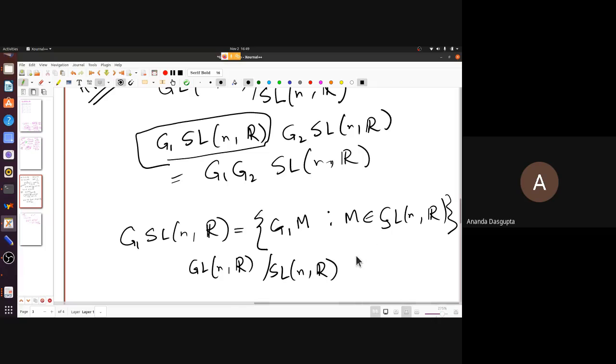As a set, there's a one-to-one correspondence between this on one hand and the set of all non-zero real numbers on the other. Not only that, when you multiply two cosets, this one is all the matrices which have the same determinant as G1, and this is all matrices which have the same determinant as G2. The result is the set of all matrices which have the same determinant as G1 G2, which is determinant of G1 times determinant of G2.